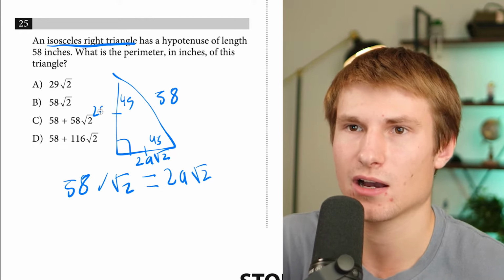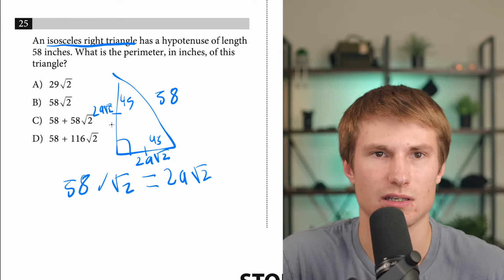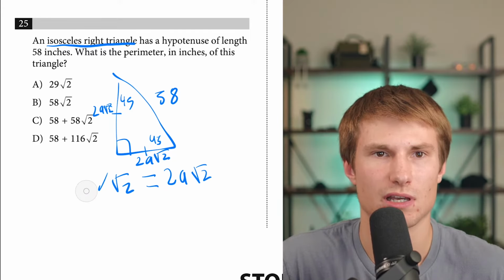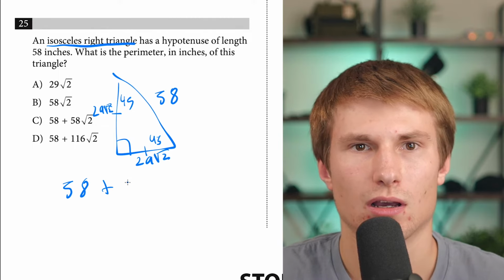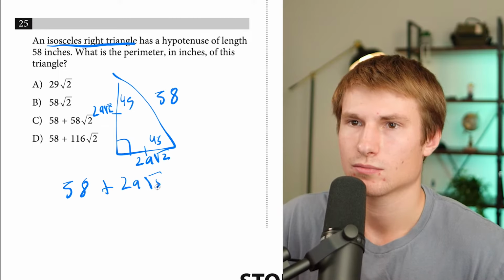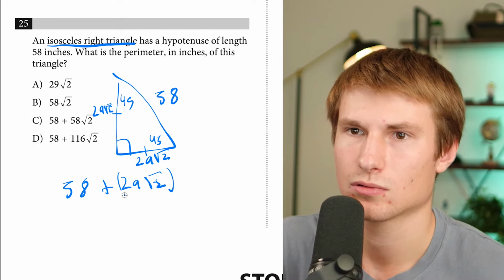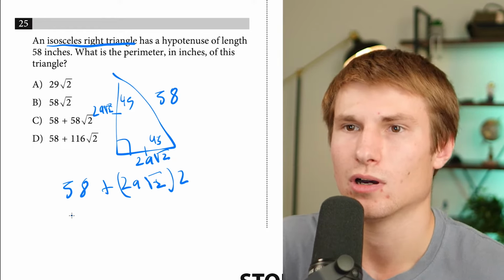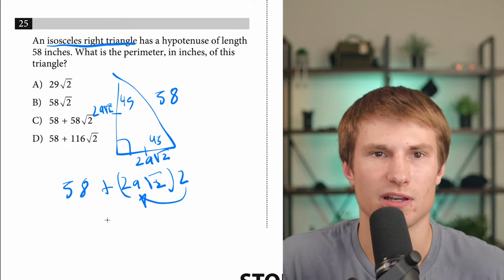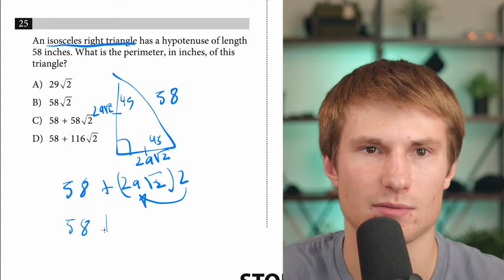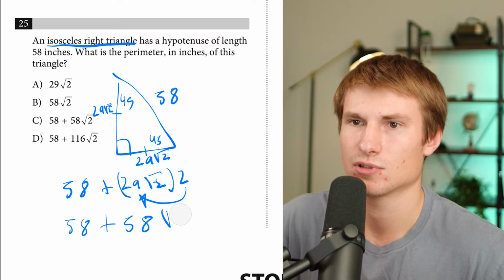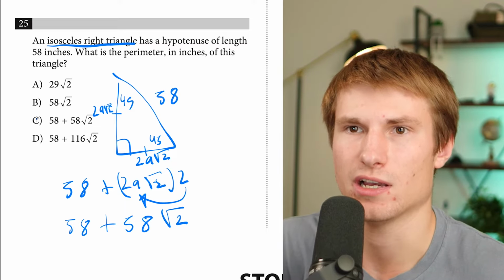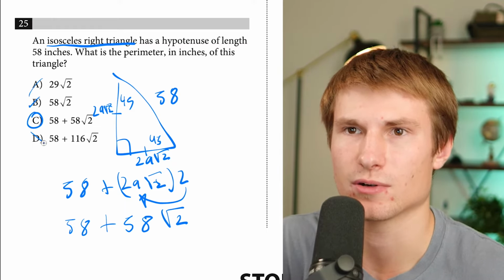From there, we got our side lengths. Now it should become pretty easy. Okay, we just sum all of these together. That'll give us 58 plus 29 root 2 times 2, since we have 2 of them. We can simplify that down by multiplying that 2 by 29. That's going to give us 58 plus 58 root 2. And we see that'll be answer choice C. So C would be our answer there for number 25.